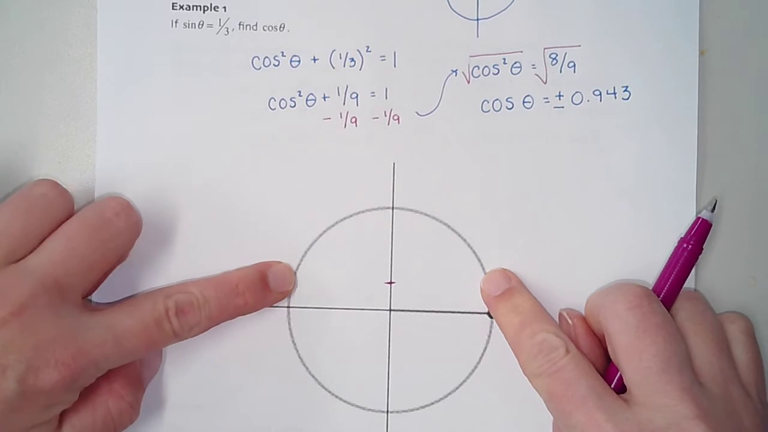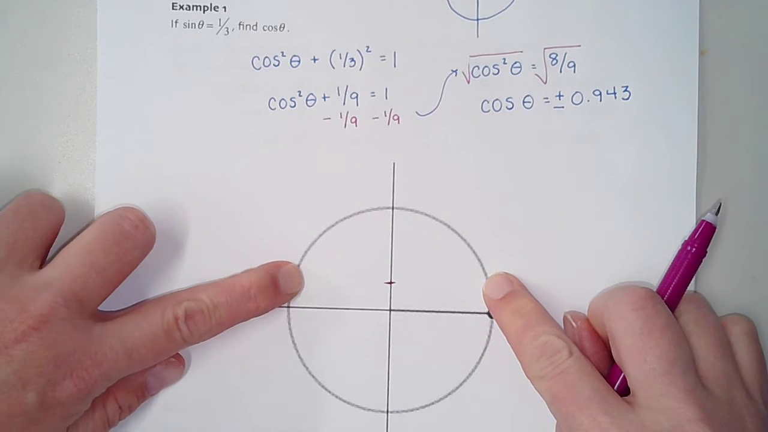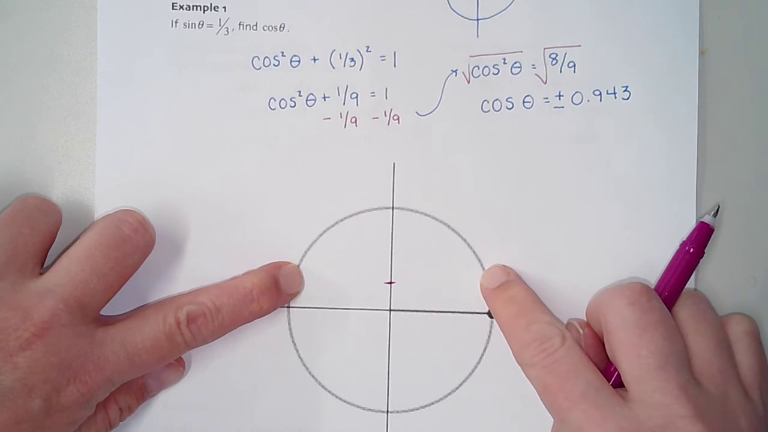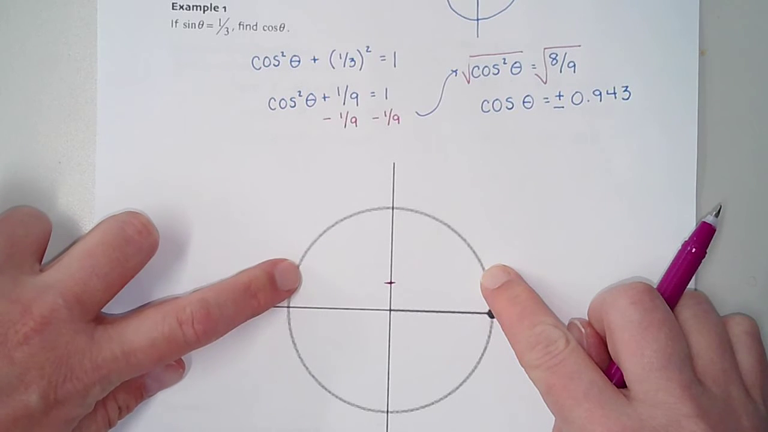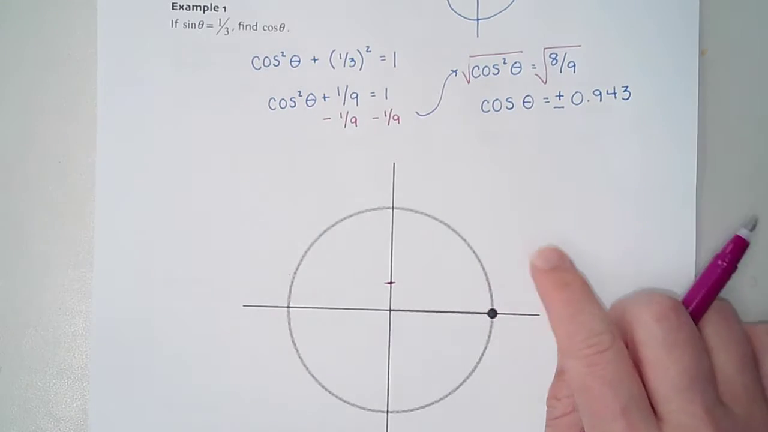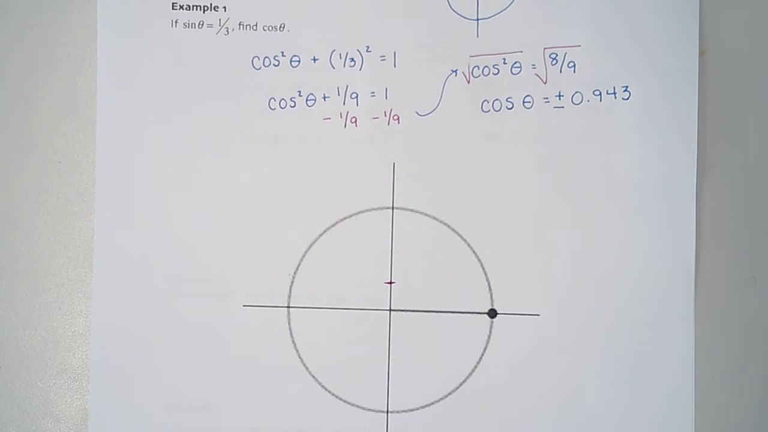I could be in either of these spots and have a sine of 1/3. If I'm over here, my cosine is positive. If I'm over here, my cosine is negative. So that's what this identity is meant to help you with. It's meant to help you with relating the sine to the cosine.